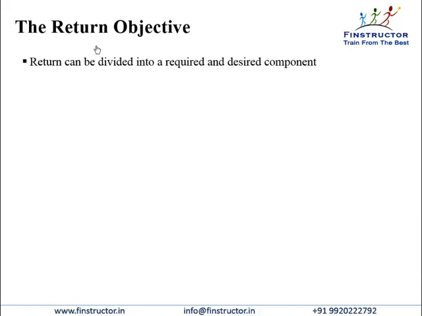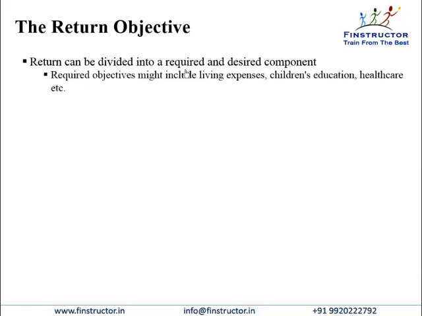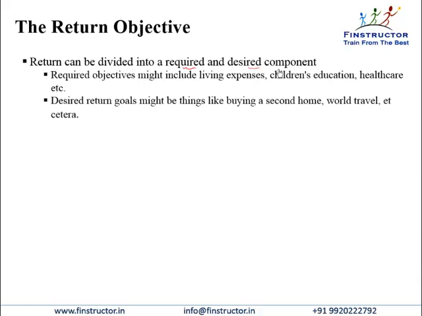Now the first and a very important objective will be the return requirement. The return generally can be divided into a required return and a desired return. Required objectives will include living expenses, children's education, healthcare, etc. Desired return objectives would be things like buying a second home, traveling across the world, etc. If you think that the client doesn't have a sufficient enough portfolio, you may even choose to ignore the desired return, or you may focus entirely on the required objectives as these are most important.